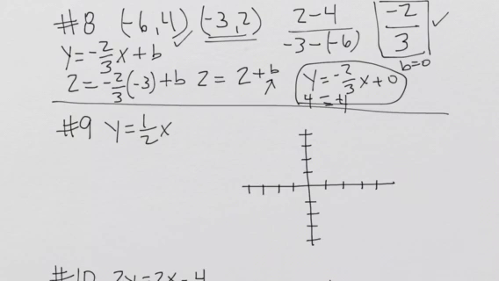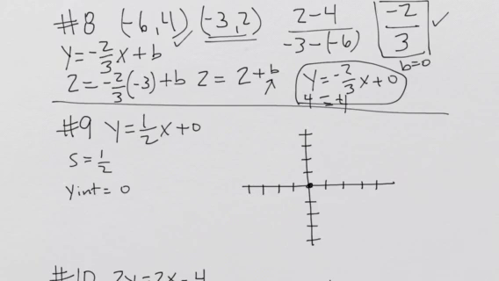Now let's jump over to 9. So 9 says graph the following equations. Okay, so y equals mx plus b. So the slope is given to us. It's a half. And it doesn't have the b part, but we can write 0. So that means the y-intercept equals 0. So the y-intercept is 0.